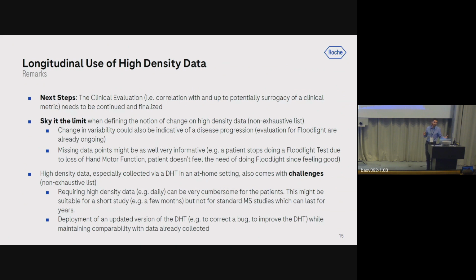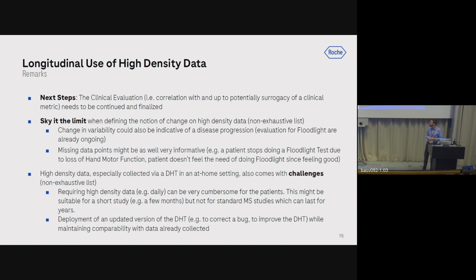Of course, we also have challenges. I have here just two of them, again, not an exhaustive list, but I find them very interesting. So, these high density data, like daily assessment, and I know my colleagues from CISNAV said you can do this forever. I personally think that no, it's suitable for a short amount of time. You can ask people to do this on a daily basis for a couple of months. But if you think about MS, where clinical trials usually last for 3, 4, 5 years, can you really ask patients to do this on a daily basis for such a long period? I think it's going to be very challenging.